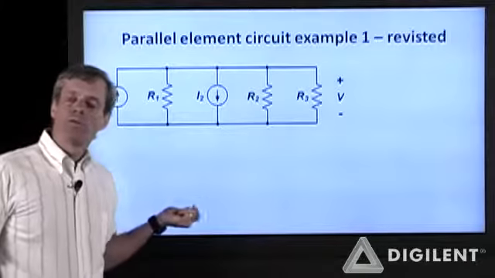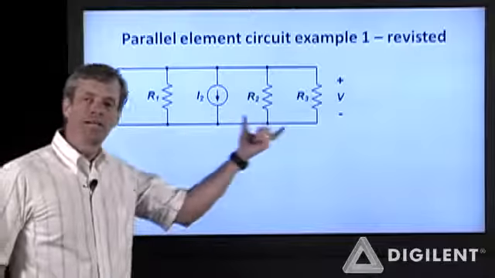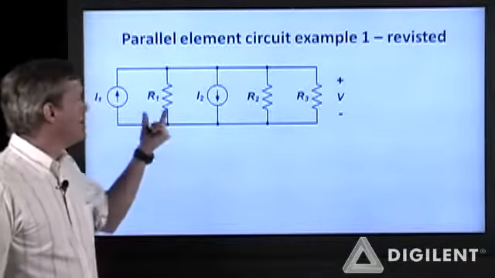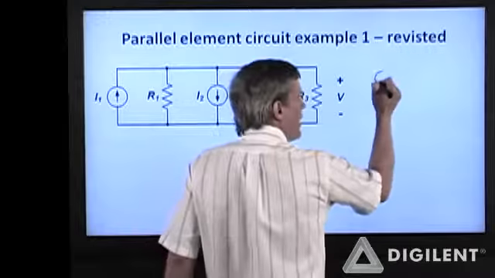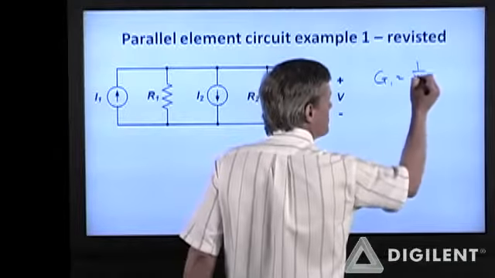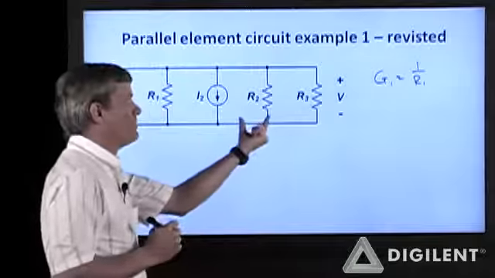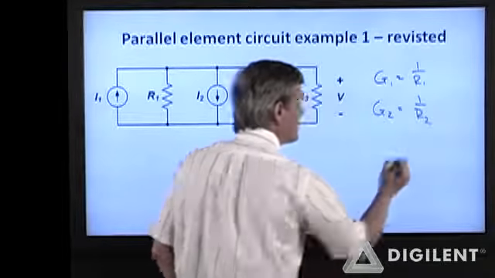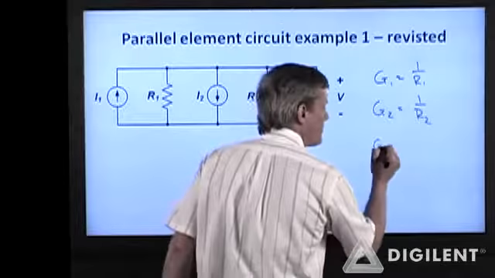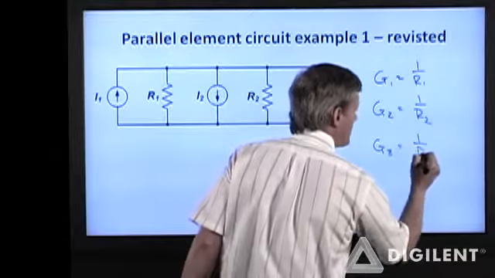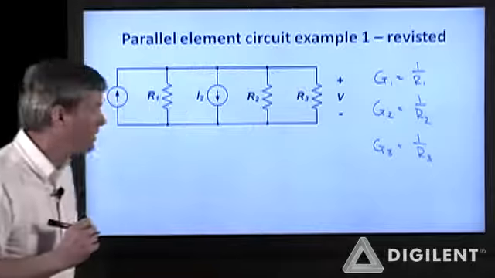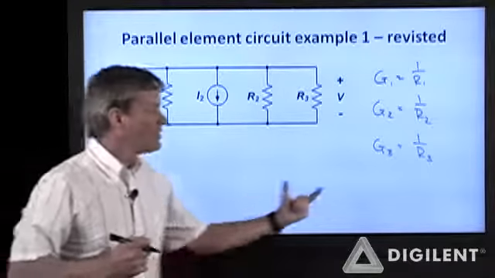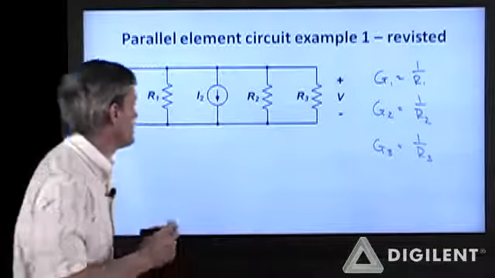Now let's revisit our previous example in terms of conductances to illustrate the points that I made on the last slide. Resistance R1 has a conductance G1, which is 1 over R1. Resistance R2 has a conductance G2, which is 1 over R2, and resistance R3 has a conductance G3, which is 1 over R3. Now we can do KCL at the upper node in terms of these conductances.